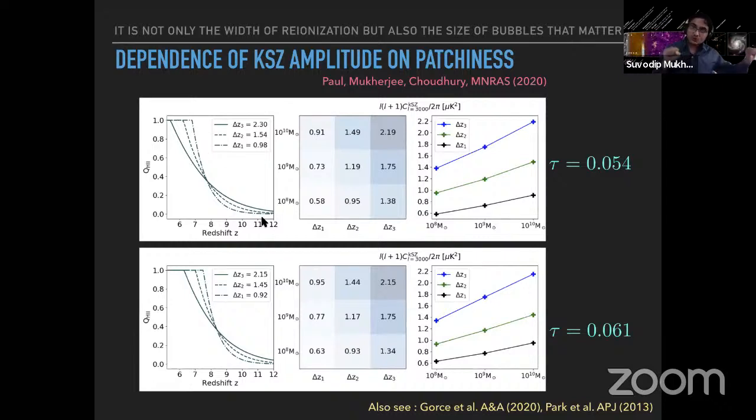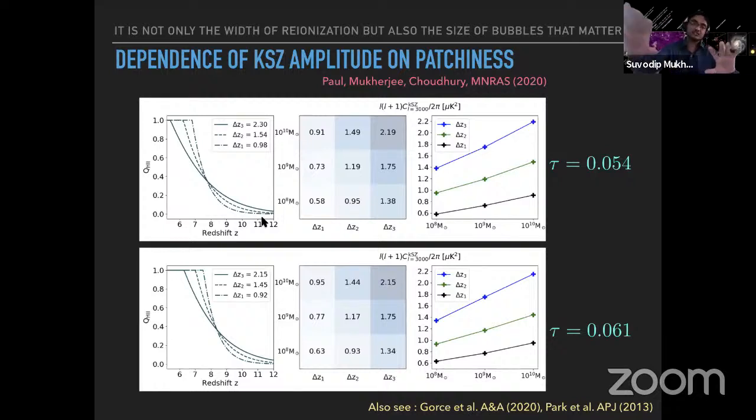So this is the balance you have to play with, and hopefully by using the KSZ power spectrum and B-mode power spectrum together, we can get a handle on the delta Z and the fluctuation in electron density.